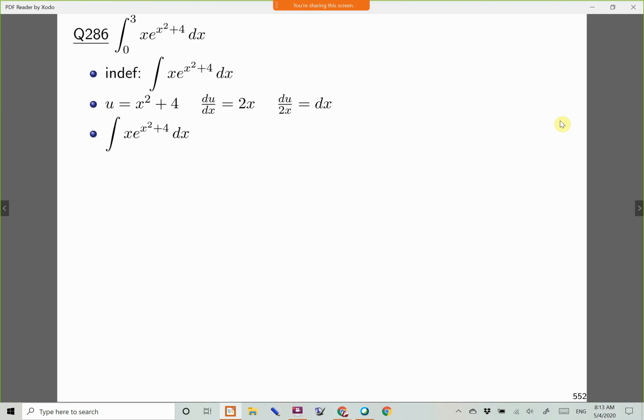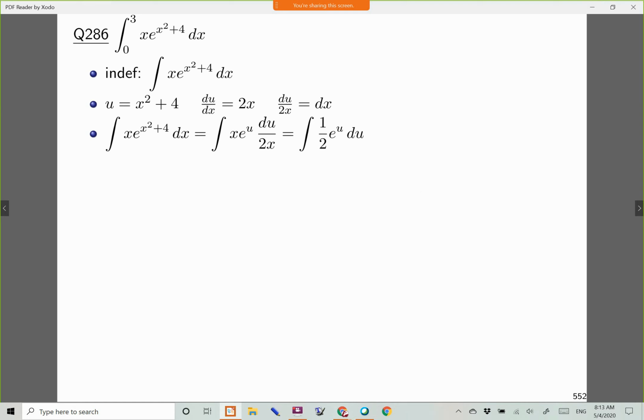Okay, sticking with the indefinite integral, let's substitute some things here. So the exponent, which was an x squared plus 4, is replaced with a u. Dx is replaced with du over 2x. Aha, there's this cancellation of x here and there in the numerator and denominator. That's good. Otherwise, we'd have this mix of x and u's.